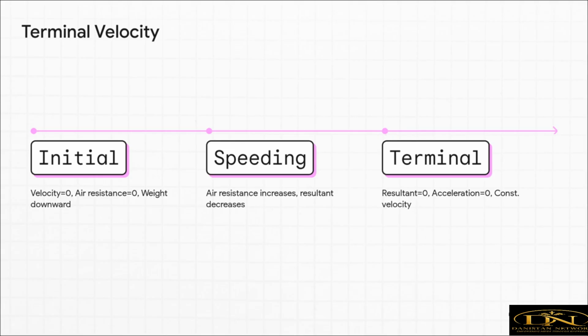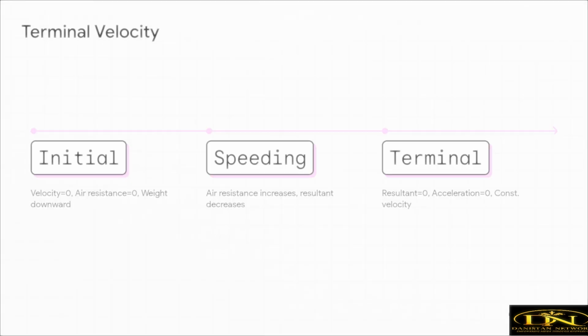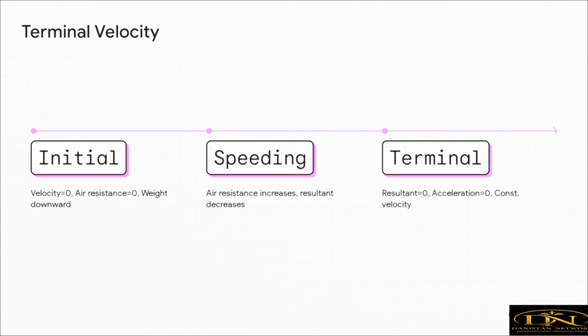Eventually, and this is the absolute magic moment, that upward air resistance perfectly equals their downward weight. The resultant force becomes exactly zero. Acceleration completely drops to zero. The skydiver locks into a constant maximum speed. And that right there, that is your terminal velocity. The absolute key condition to memorize for your exams is this: resultant force equals zero and velocity is constant.